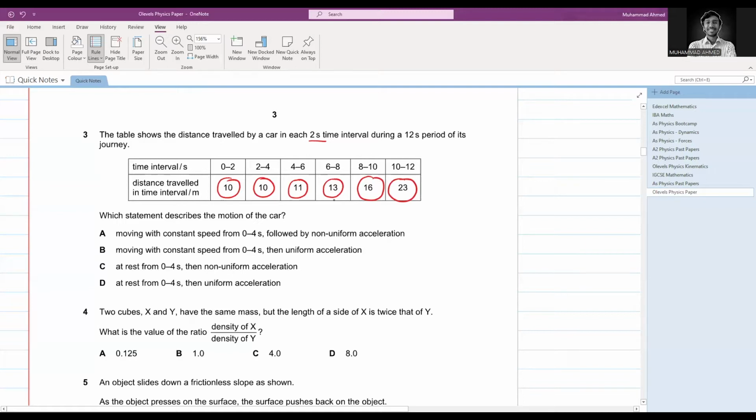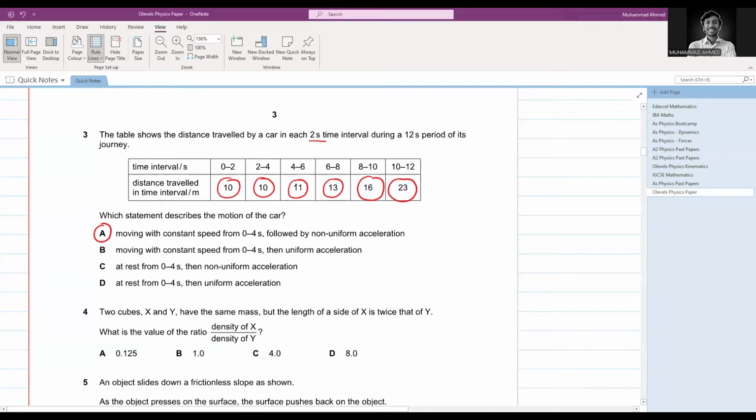So you can say for the first 4 seconds, the car is moving with constant speed. And then it is moving with what? Non uniform acceleration. A is your answer. Now, how do I know that the car is moving with non uniform acceleration? This is not something that you have to rectify. This can easily be seen from the values.